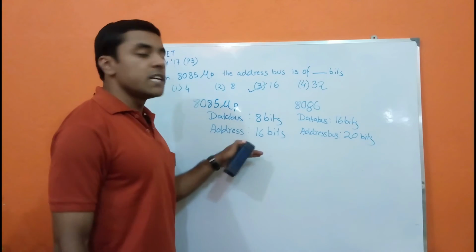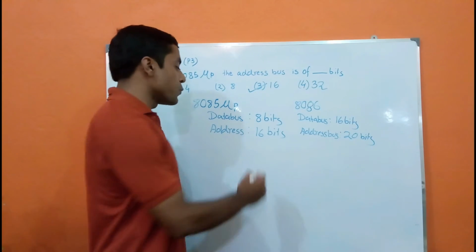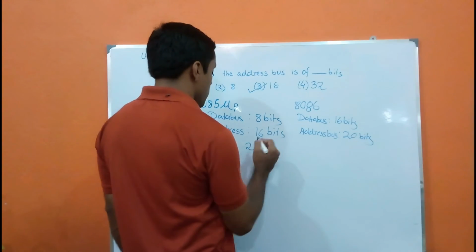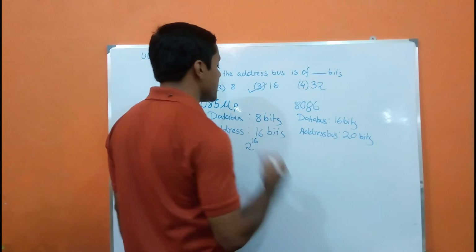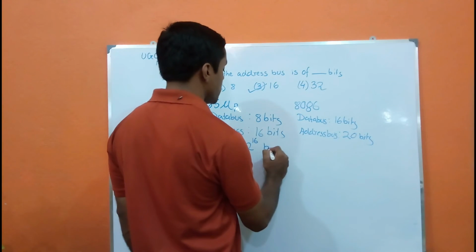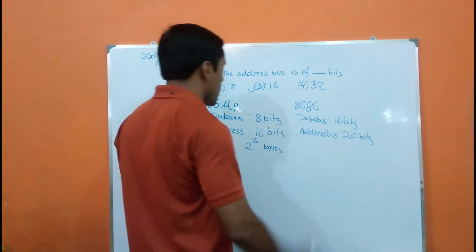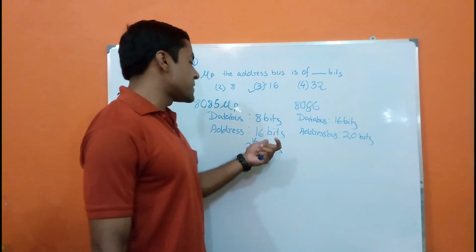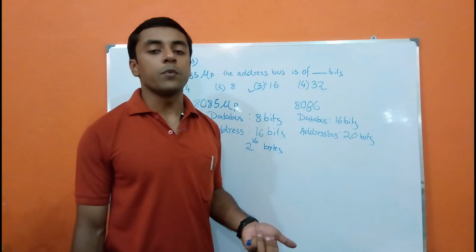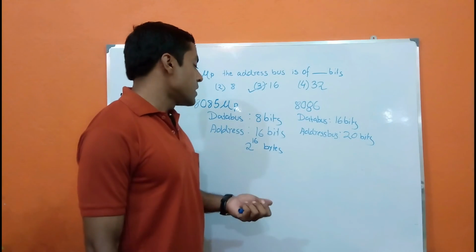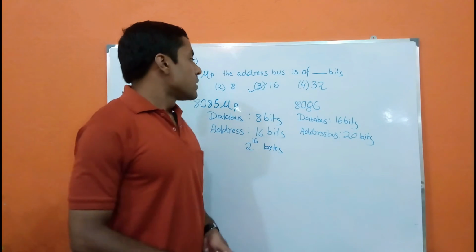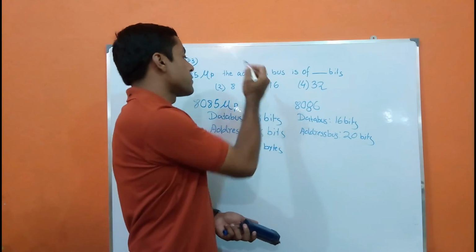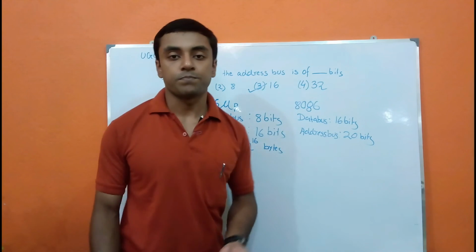Now what does it mean? If we have a 16 bits address bus, that means we can address 2 to the power 16 bytes of memory, right? We are considering it is a byte addressable memory. So if we have 16 bits of address bus, then we can address 2 to the power 16 bytes of memory. So the answer is 3, that is 16 bits.